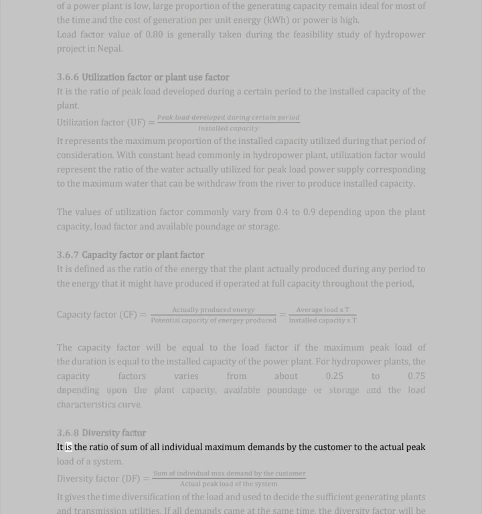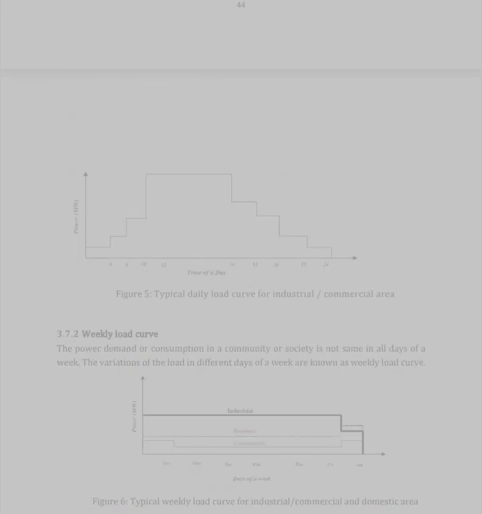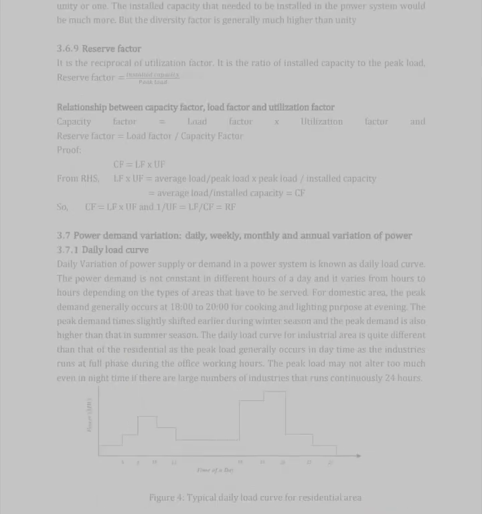3.6.8 Diversity factor. It is the ratio of the sum of all individual maximum demands by the customers to the actual peak load of a system. Diversity factor, DF, equals sum of individual maximum demands over peak load. It gives the time diversification of the load and is used to decide the sufficient generating plants and transmission utilities. If all demands came at the same time, the diversity factor will be unity, or 1. The installed capacity that needs to be installed in the power system would be much more. But the diversity factor is generally much higher than unity.